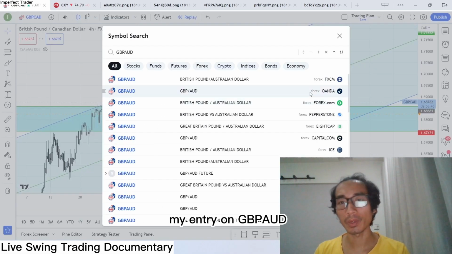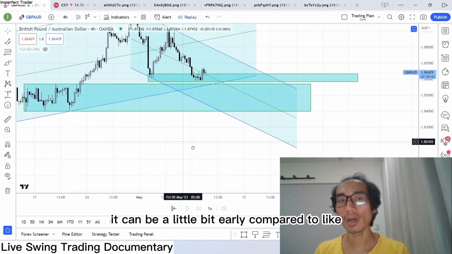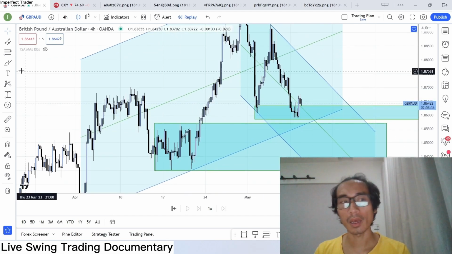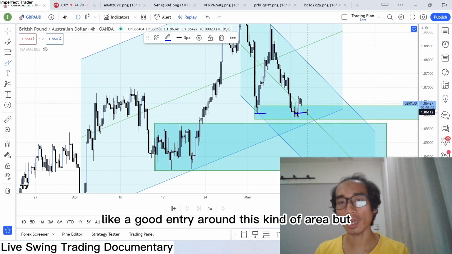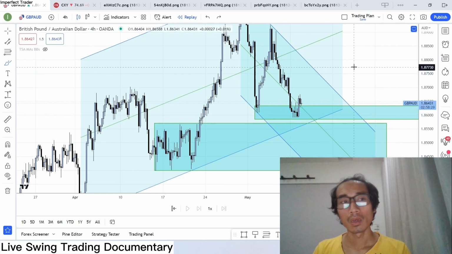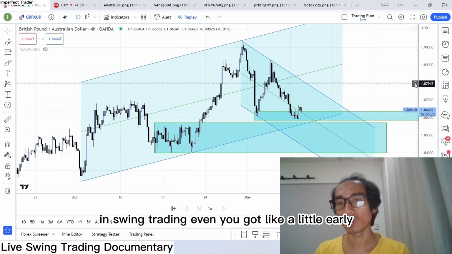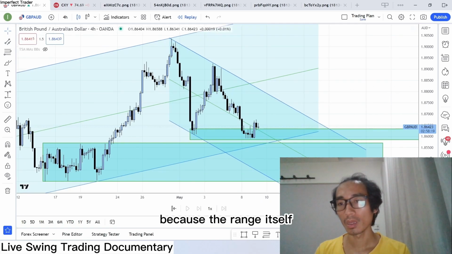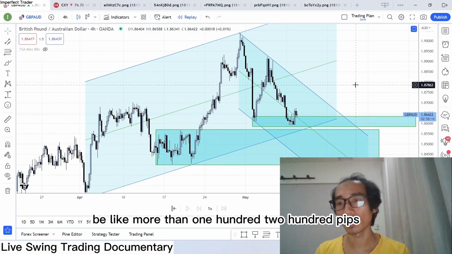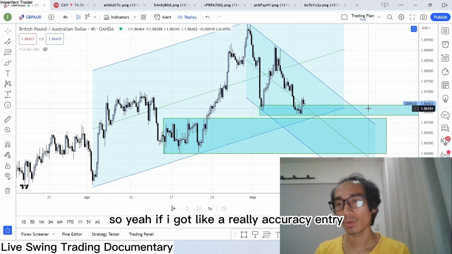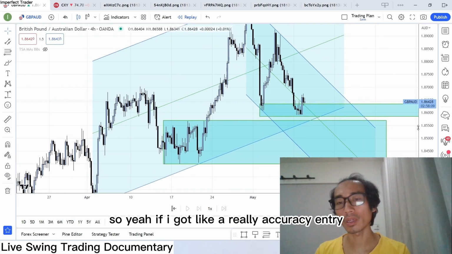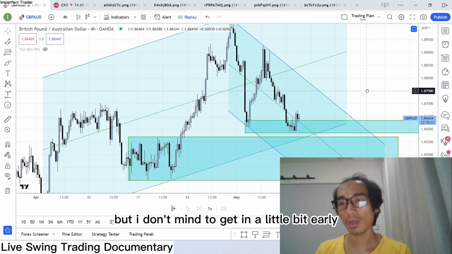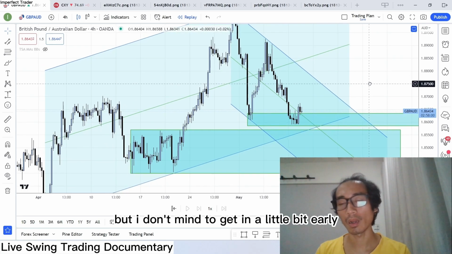My entry on GBP AUD can be a little bit early. I could have had a good entry around this kind of area, but in swing trading, even if you get in a little early, the significance is not as much as in scalping, because the range itself is more than 100 pips. If I got a really accurate entry, the risk reward would probably be better, but I don't mind getting in a little bit early.